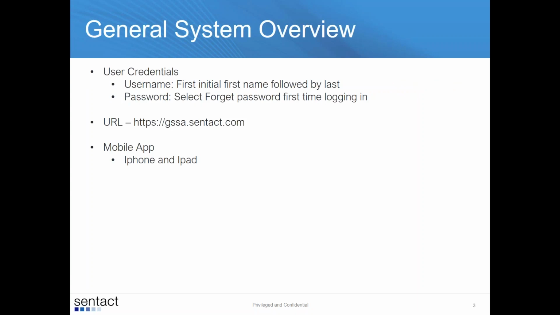Well, we'll be going over today a general system overview and your user credentials. Your username is your first initial of your first name followed by your last name. So for example, if your name was John Smith, you would be J. Smith. The first time you log into the Sentact application, there's going to be a forget password link on the home page. You will want to select the forget password link, which will then require you to type in your username. Once you do so, you'll receive an email in your inbox with instructions on how to set your password.